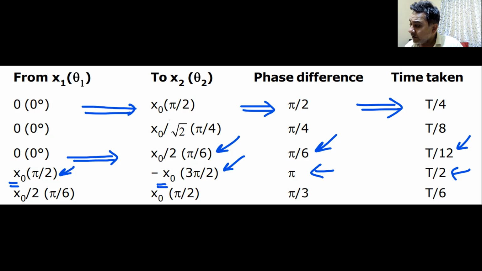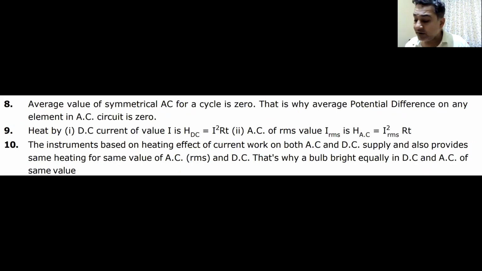Then again, I come to the remaining three points. Very important point that you must understand. Remember, the average value of AC voltage or AC current over one cycle is 0. Yes or no? Yes, sir. Now, when I am talking about AC in India being 220 volts, which value am I talking about?